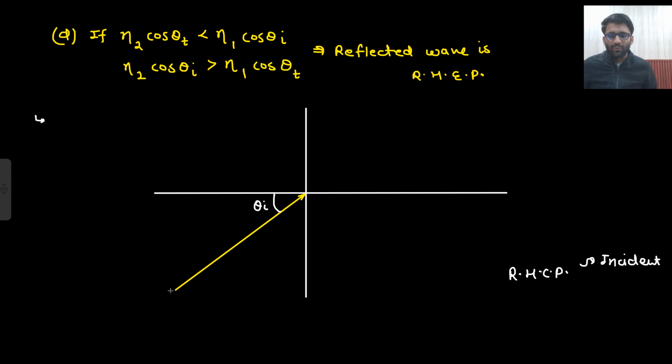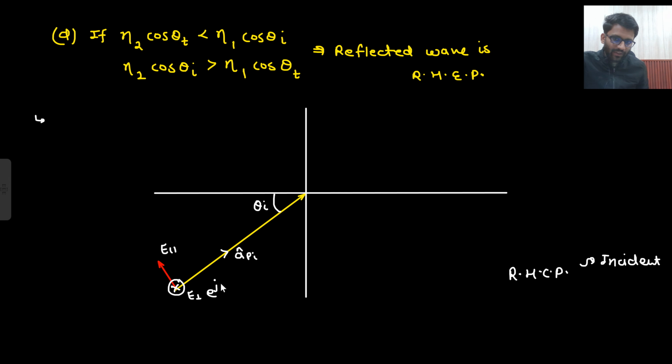So what I need to do? Let's just say one component of the E field I consider in this direction, and the other component of the E field I am considering in this direction, and this is my direction of propagation. So this is the parallel component I am considering, and this is the perpendicular component I am considering.